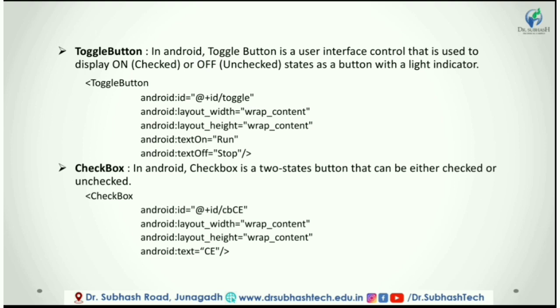Next control is CheckBox. In Android, CheckBox is a two-state button that can be either checked or unchecked. To create a checkbox, we have a CheckBox element, and to create a label for the checkbox, use the android:text property. The label is a string value and we have to define it in the strings.xml file. Below code shows you how to create a checkbox.